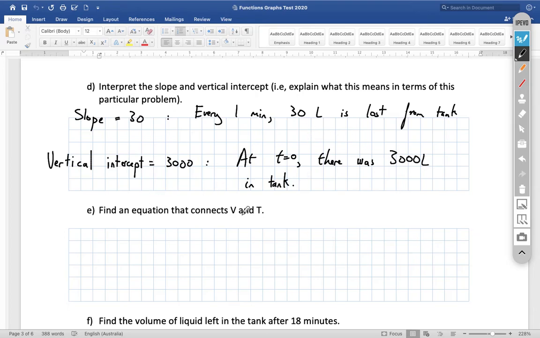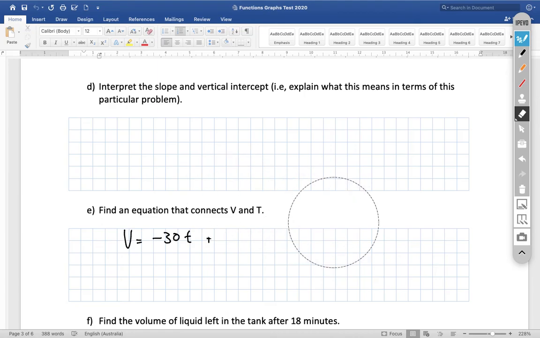tap. Find an equation connecting V and t. So normally it would be y equals mx plus c, as you know, but here y is volume and x is time. We know the gradient, we know the y-intercept, so V equals minus 30t plus the 3,000 that we started with. Okay, I'll have to remember that equation when we go down to the next questions.